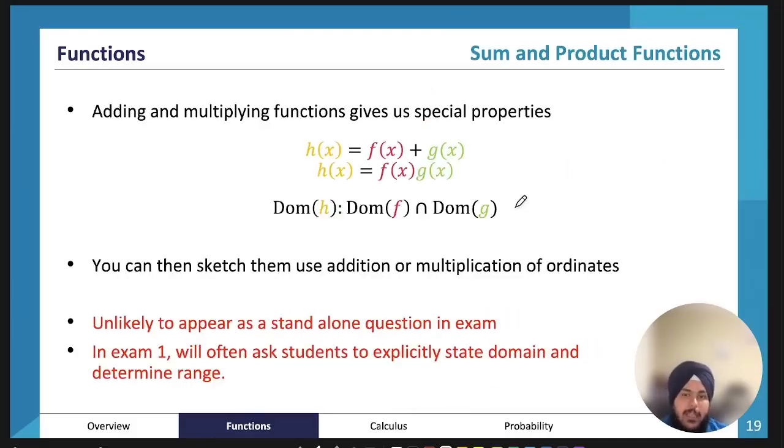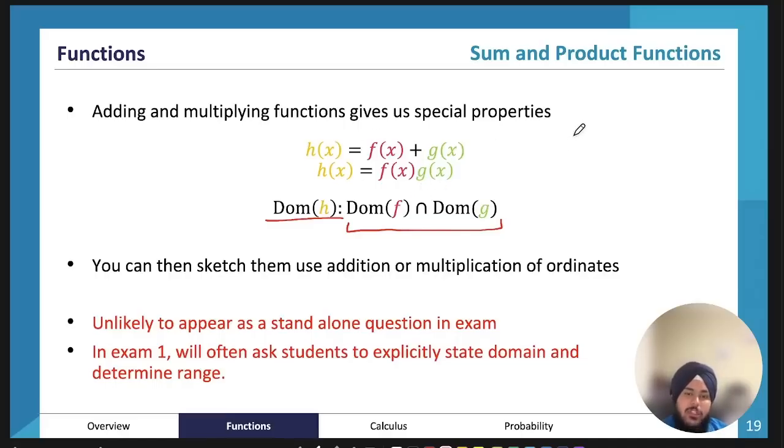Okay, so now we'll look at sum and product functions. So this is essentially when we have multiple functions and we're either adding them or multiplying them together. But what we need to know importantly is their domain and how multiplying or adding a function will affect their domain. So the domain of a function, when you add them or multiply them, is essentially just going to be the intersection of the two functions that you're multiplying or adding together.